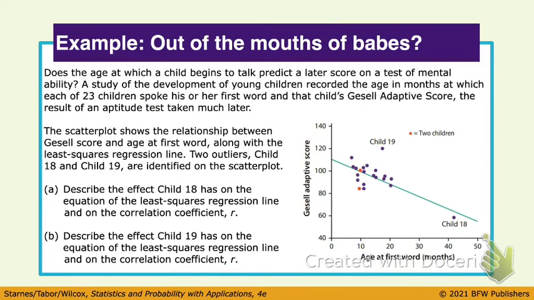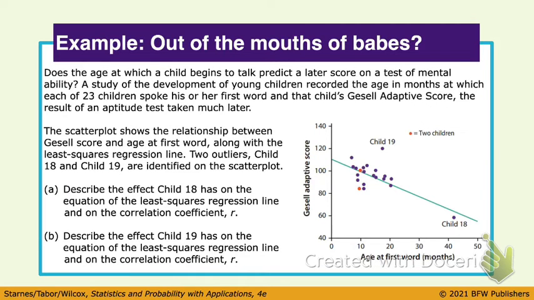So on this example, the question is, does the age at which a child begins to talk predict a later score on a test of mental ability? A study of the development of young children recorded the age in months at which each of the 23 children spoke his or her first word, and the child's Gesell adaptive score, the result of an adaptive test taken much later. This is a scatter plot that shows the relationship between the Gesell score and the age at the first word, along with the least squares regression line.